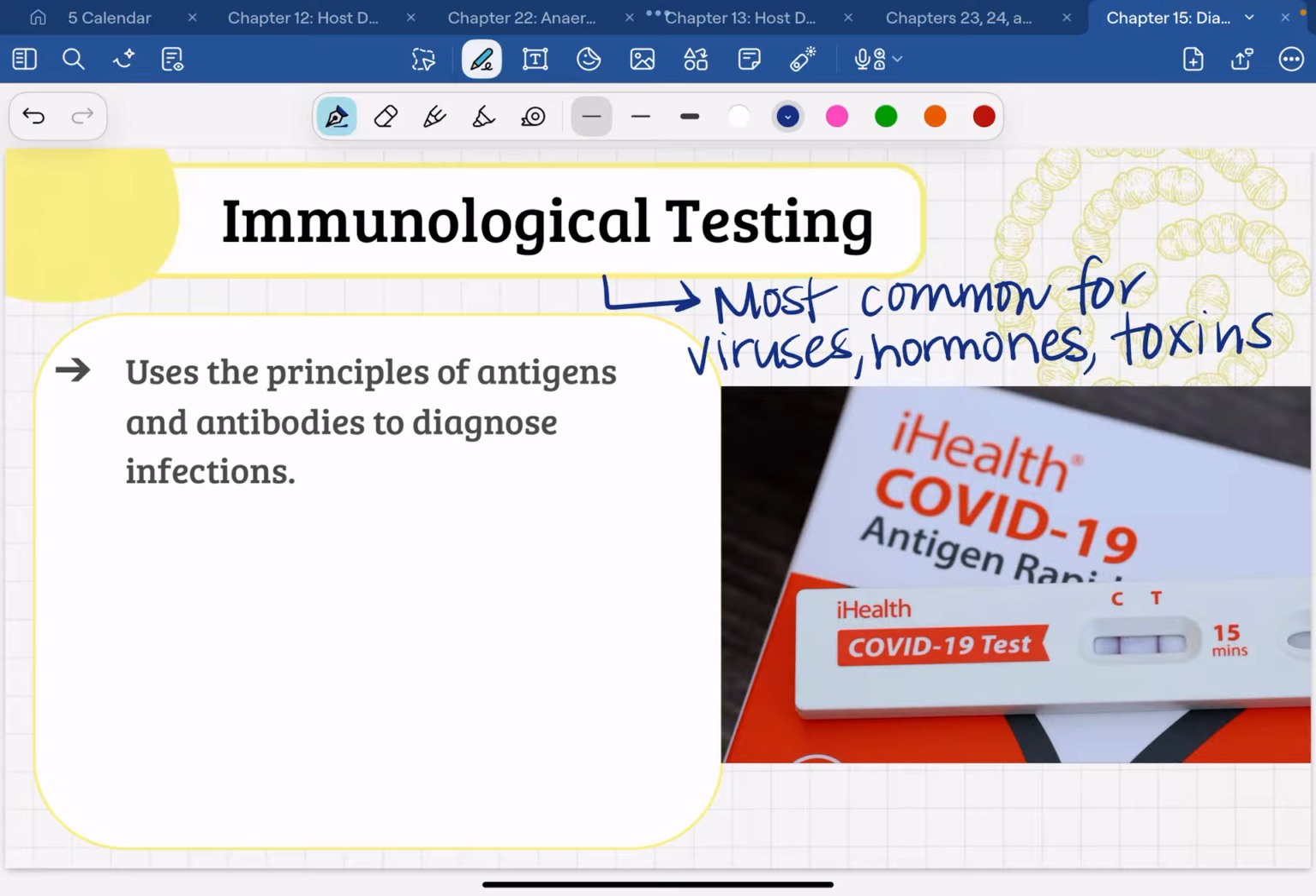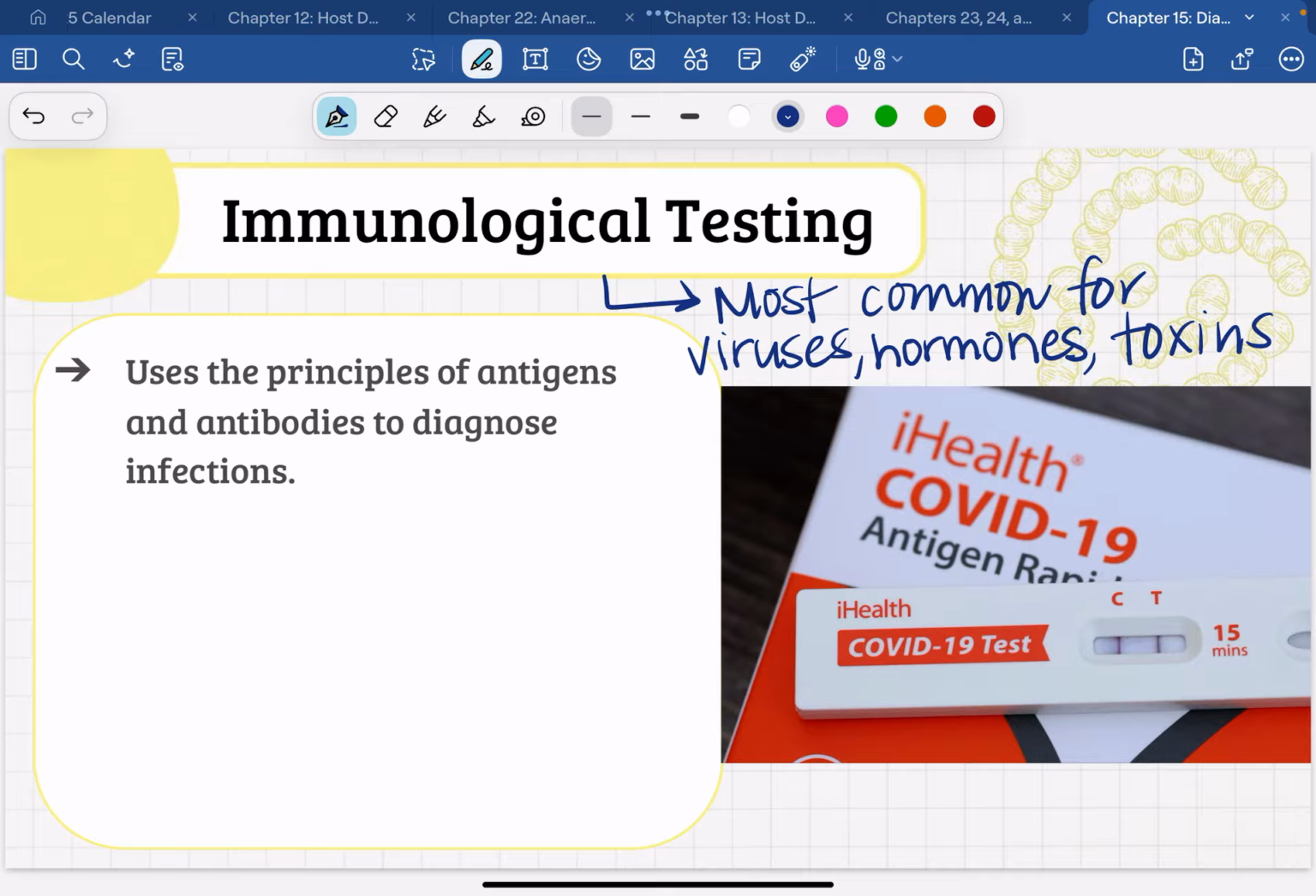So these are all things that are not going to grow very well on media or at all, right? Hormones are not organisms. They're not going to survive on media. Neither are toxins. This is also how you can do, there are like drug test kits that you can buy at Walgreens. You can test your urine for drugs. And it's something very similar to this. It's an immunological test. A drug is a type of toxin or some kind of foreign substance. Again, those types of things don't grow or don't grow well.